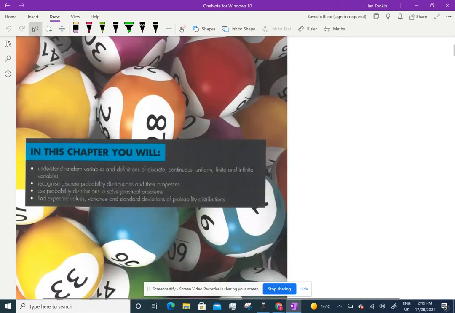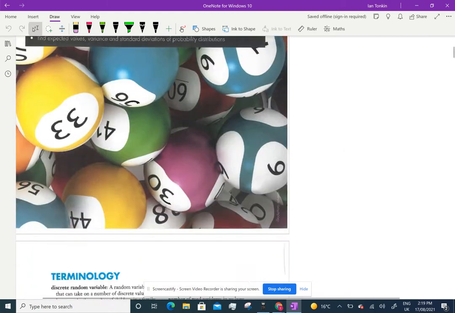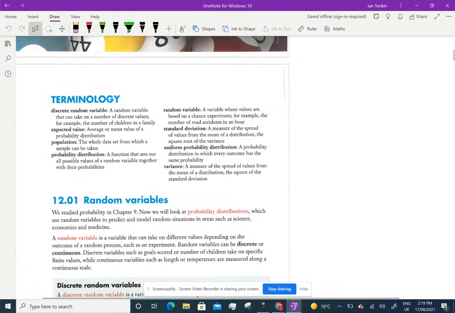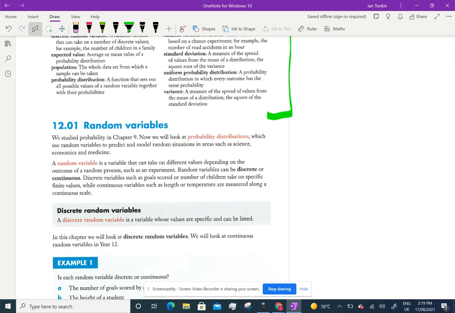So let's have a look at some of the things we need to know. Random variables. Definitions of discrete, continuous, uniform, finite, and infinite variables. Let's just jump right into it and have a look down here. So you get a terminology list here. It would be reasonable for you to go through and have a look at those and read them, maybe even write some notes. But I'm going to take you through it.